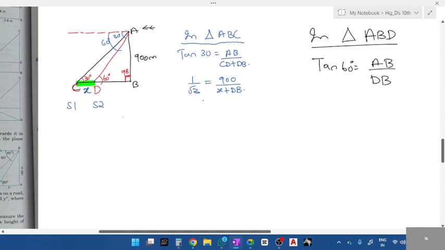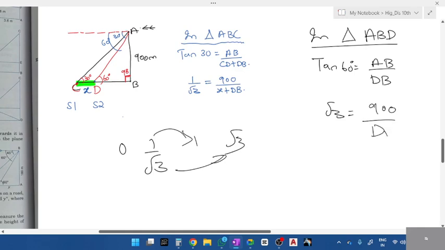See, tan 30 is 1 by root 3. What is tan 45? Tan 45 is 1. Tan 60 is root 3 like this. So root 3 is equals to AB is 900 divided by DB.